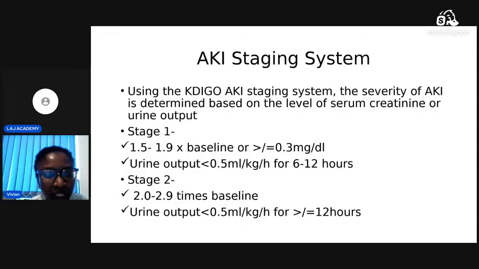So stage one is mild. The serum creatinine is either 1.5 to 1.9 times the baseline, or an increase of greater than or equal to 0.3 milligram per dl, or a urine output of less than 0.5 mil per kg per hour for 6 to 12 hours. Stage 2 has an elevated serum creatinine of 2.0 to 2.9 times the baseline, or the urine output is less than 0.5 for greater than or equal to 12 hours.